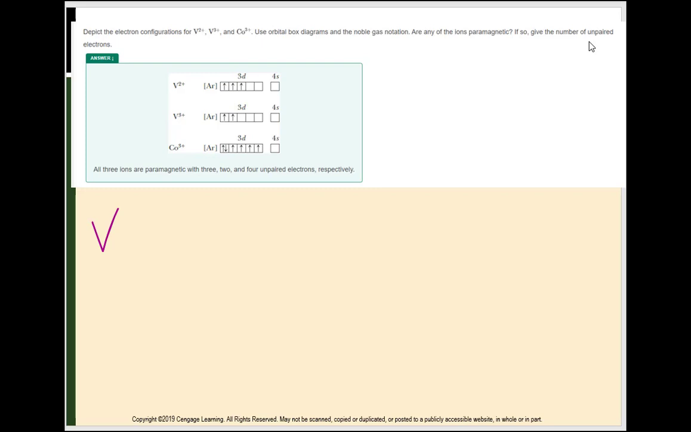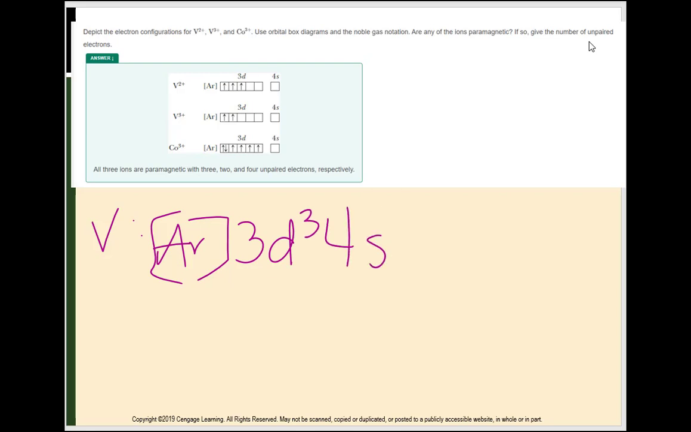And normally, vanadium is going to be argon in brackets, and then we are 3d3 and then 4s2. Again, that's not lowest to highest energy. Remember, lowest to highest energy, especially looking at the periodic table, we know that going from left to right, we would say 4s2, 3d3.